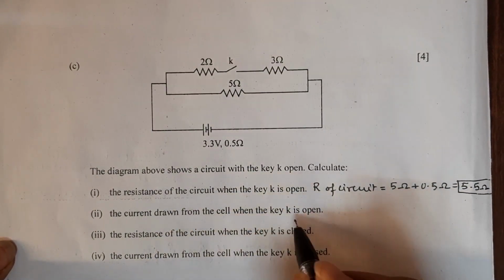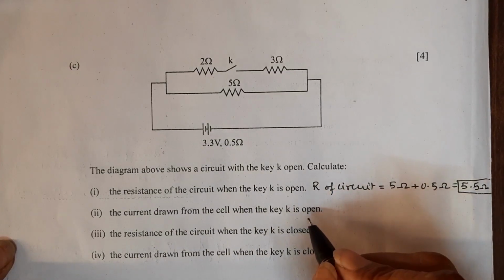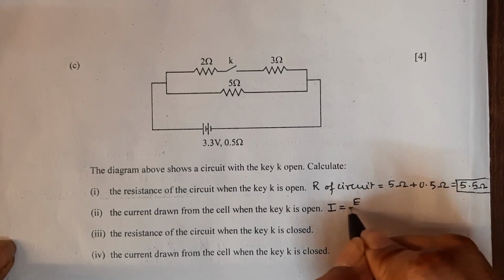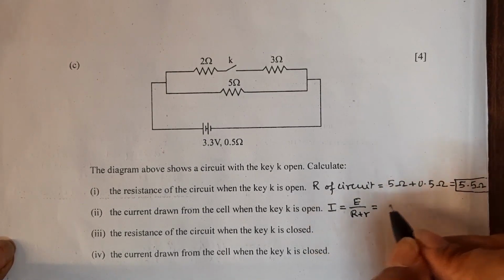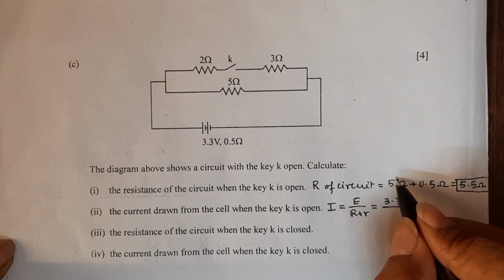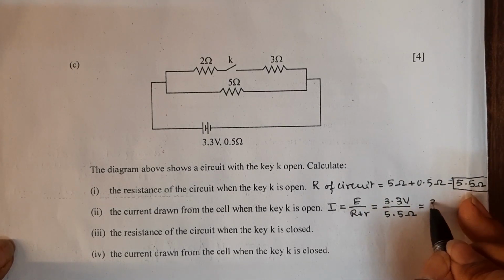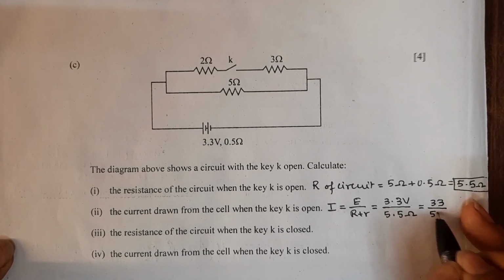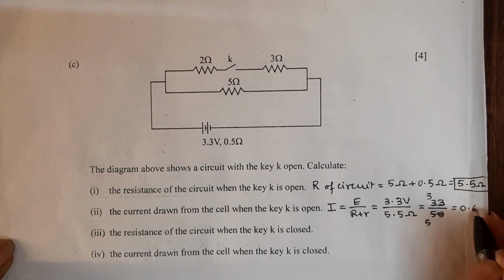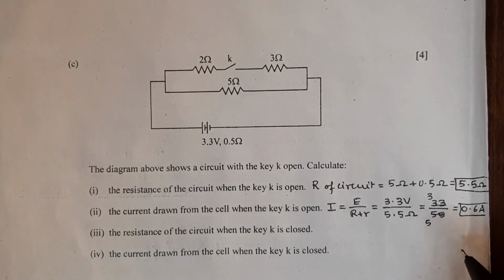The current drawn from the cell when the key K is open. Now when we have to talk about the current drawn from the cell, we have to use the formula I is equal to E upon R plus r. So EMF is 3.3 volt divided by R plus r. This is your R plus r, which is 5.5 ohm. And so it is going to give us 33 upon 55, 11 threes and 11 fives, and so it will be 0.6 ampere. And that's our answer 2.